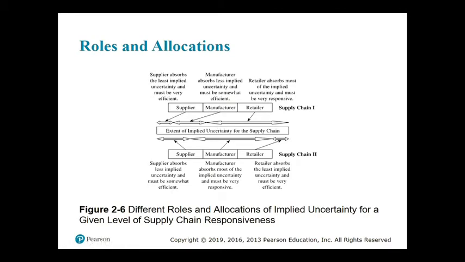in order to achieve the same level of implied uncertainty or the same level of responsiveness of a supply chain, we might choose one strategy to let the retailer absorb most of the uncertainty, and the retailer therefore is very responsive. And the manufacturer and the supplier both are very efficient, and they don't need to deal with a lot of uncertainty.